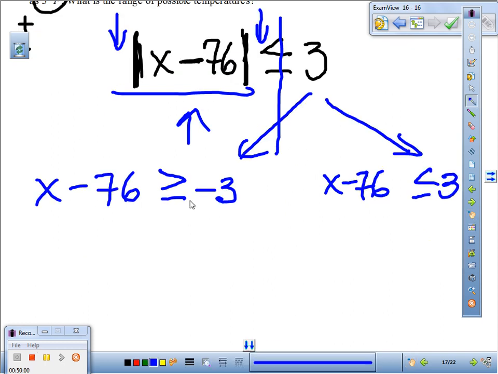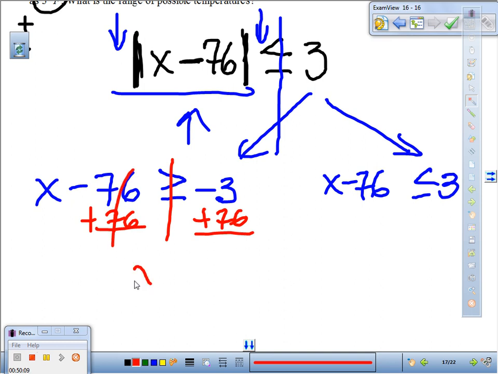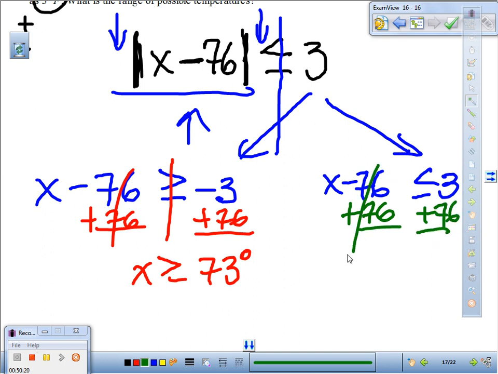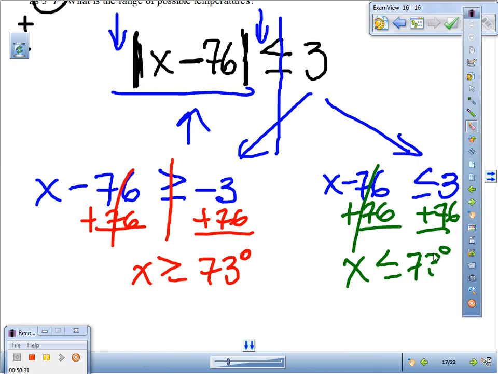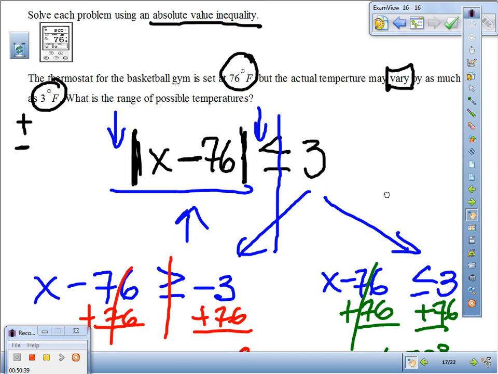Yeah. I'm going to do this one in red. Plus 76, plus 76. That means x is greater than or equal to 73 degrees. This one, plus 76, plus 76. That means x is less than or equal to 73 degrees. Oh, it's 79, my bad. Yeah, I did that to see if you were paying attention. 79 degrees.